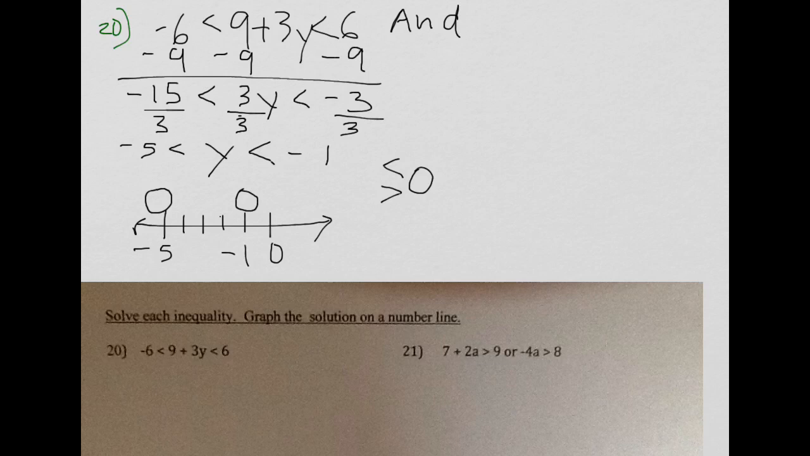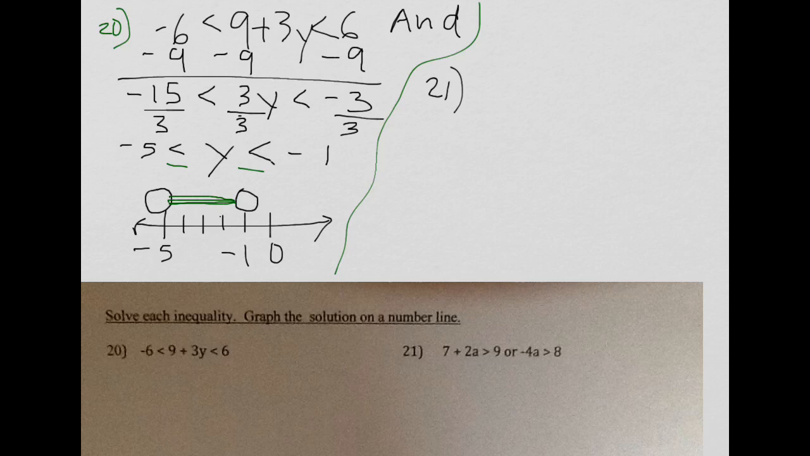Now let's talk about the arrows. Which way are they going? All my y's are saying here are less than negative 1, so that's this direction. And then it says all my y's are greater than negative 5, so it's back in this direction. So this is where they're meeting with the open circles on both. Okay, now let's talk about number 21. Okay, 21.